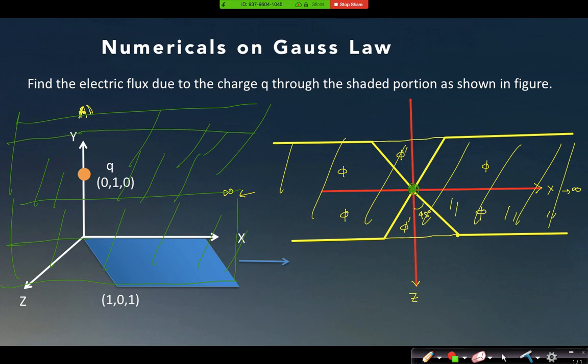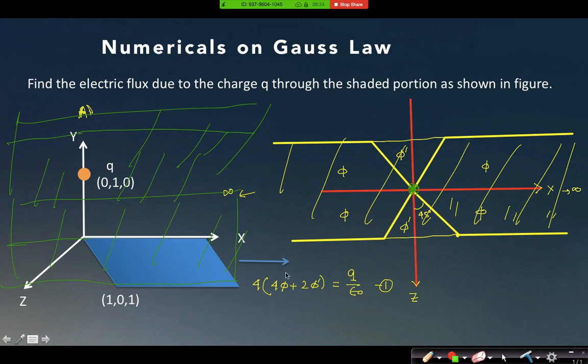Could you visualize the entire thing that I have told you? That this type of rectangular parts are needed 4 times. So now, can I say my equation should be 4 times 4 phi plus 2 times 4 phi prime, that is, 4 phi plus 2 phi prime is the total flux. What is the total flux? Q by epsilon naught. Is that equation correct or wrong? Correct, sir. This equation is correct.